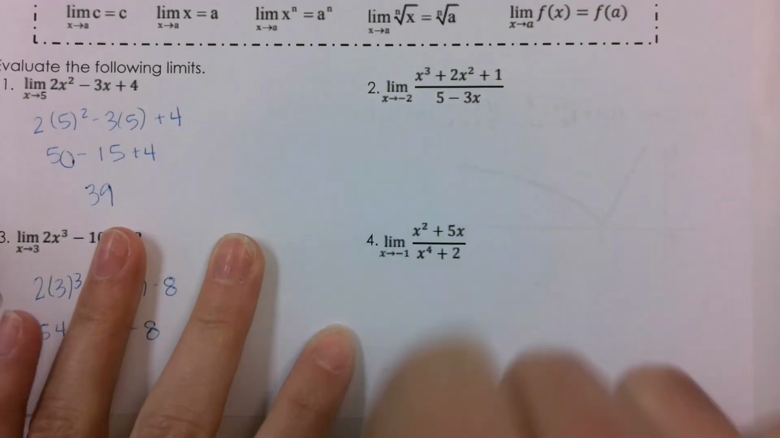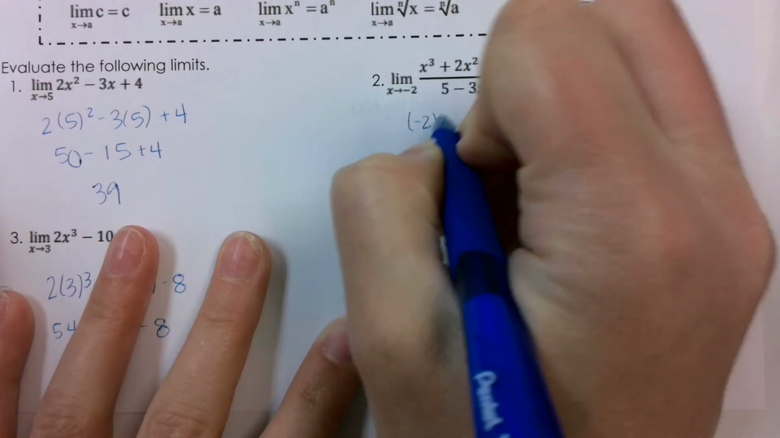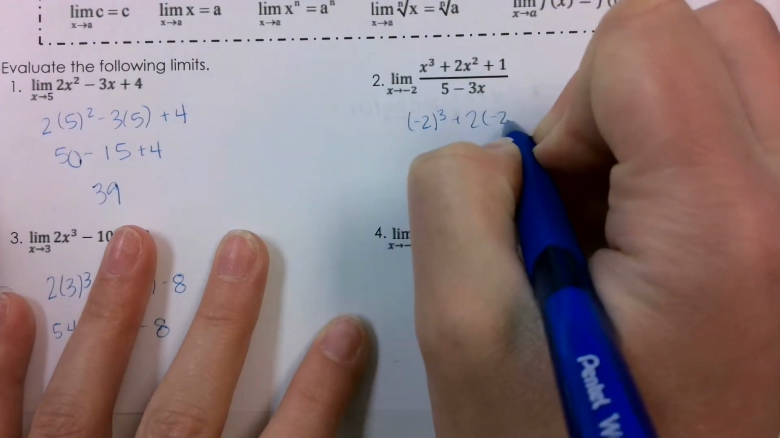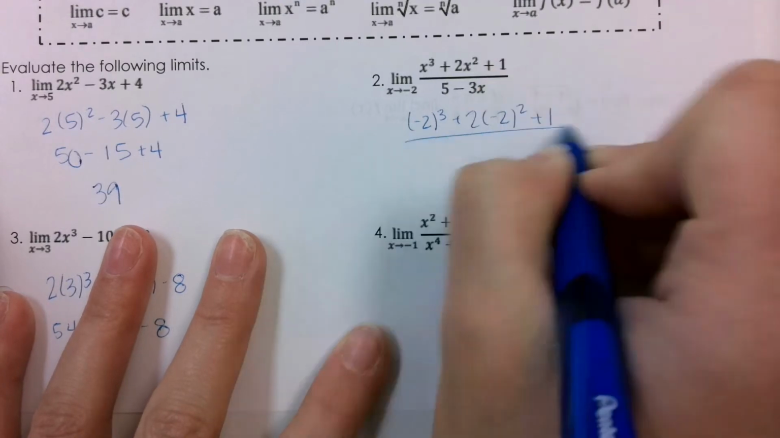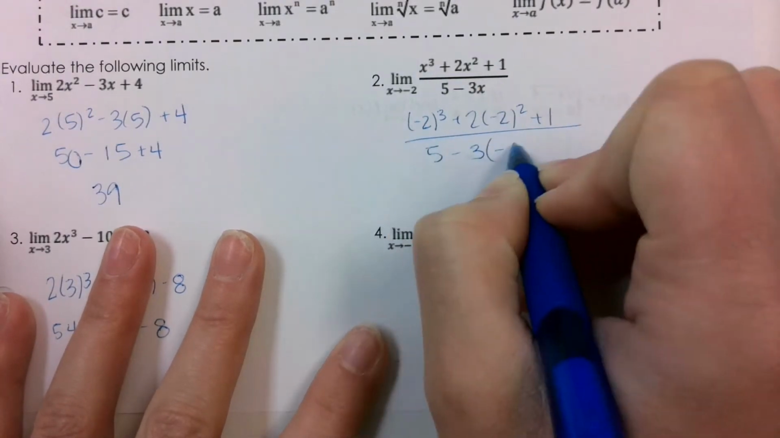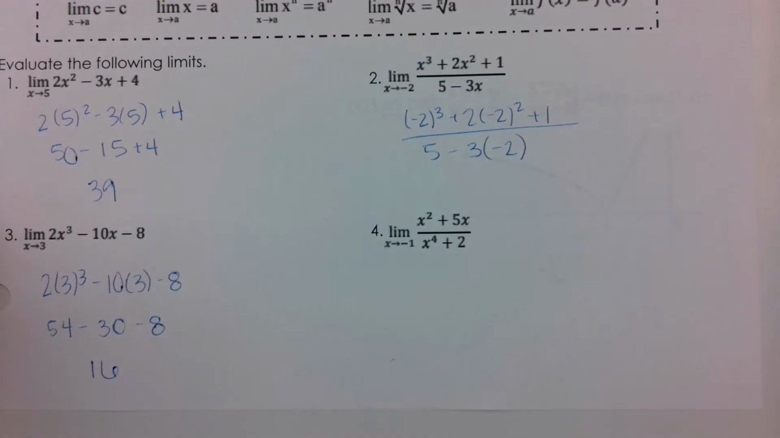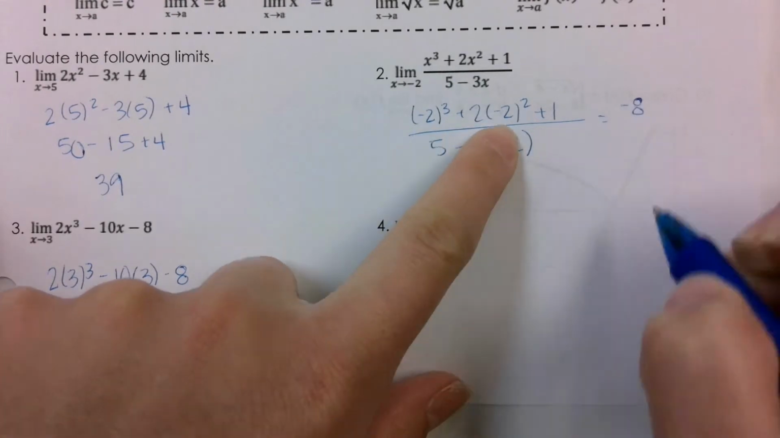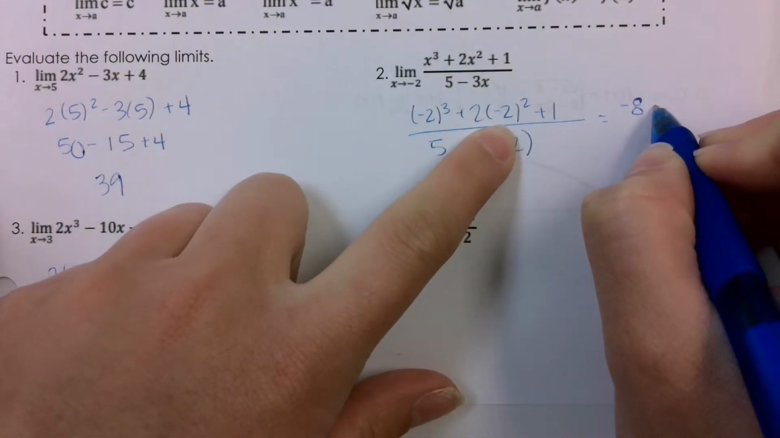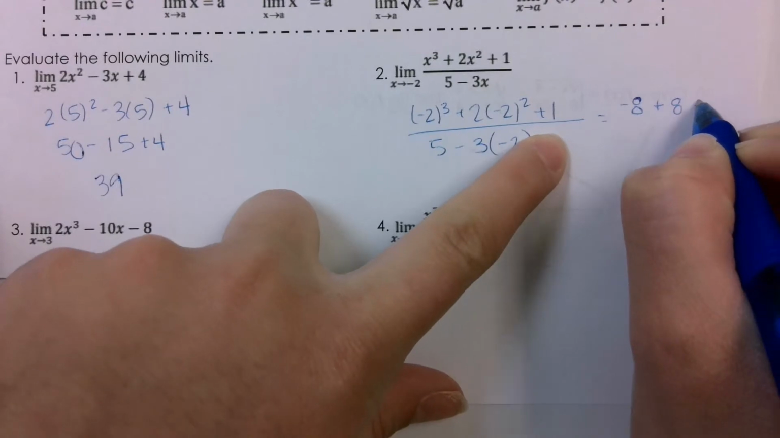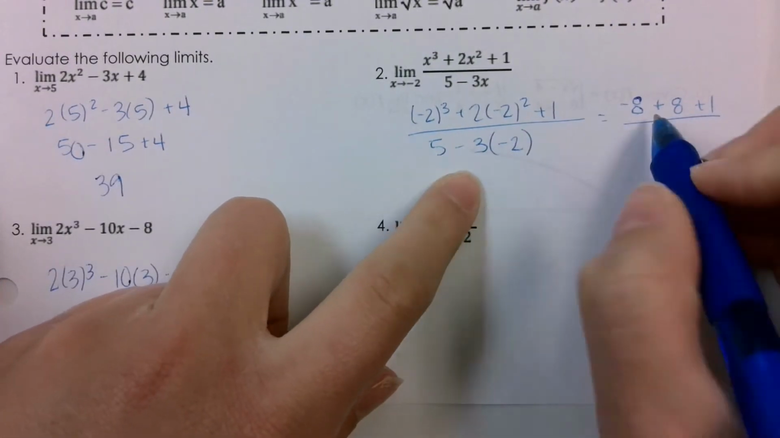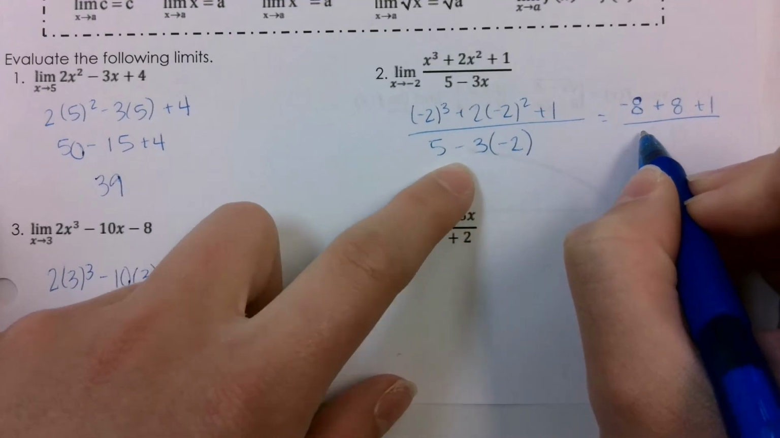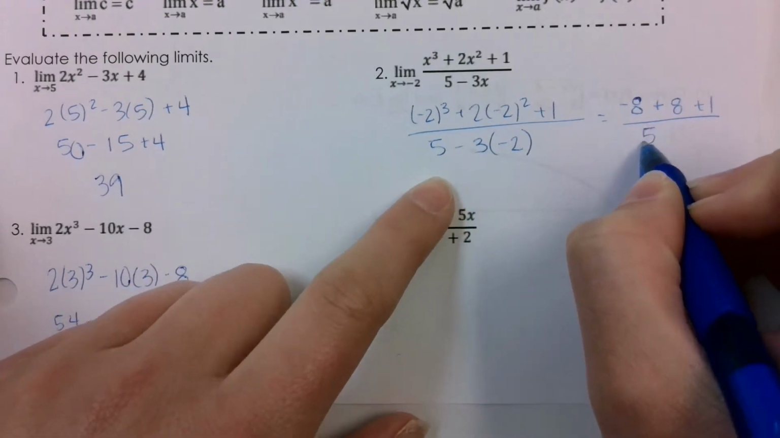So for number 2 we're plugging in negative 2. So we've got negative 2 cubed plus 2 times negative 2 squared plus 1 all over 5 minus 3 times negative 2. Is that all right? So what is negative 2 cubed? Negative 8. And then negative 2 squared times 2. And then we got a plus 1 hanging out. And then on the bottom we have 5 minus negative 3 times negative 2. So plus 6 there, 5 plus 6.